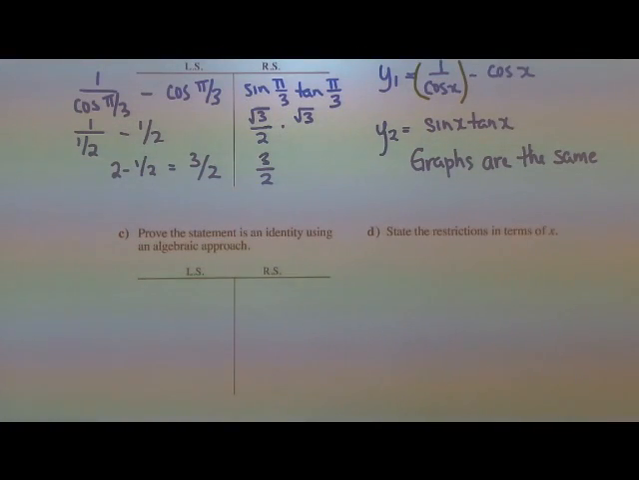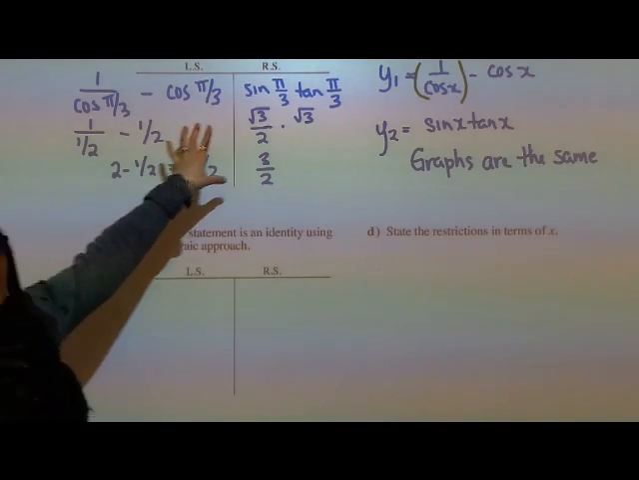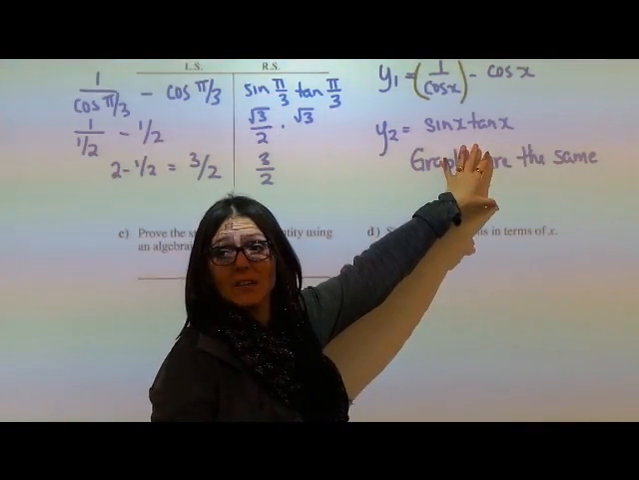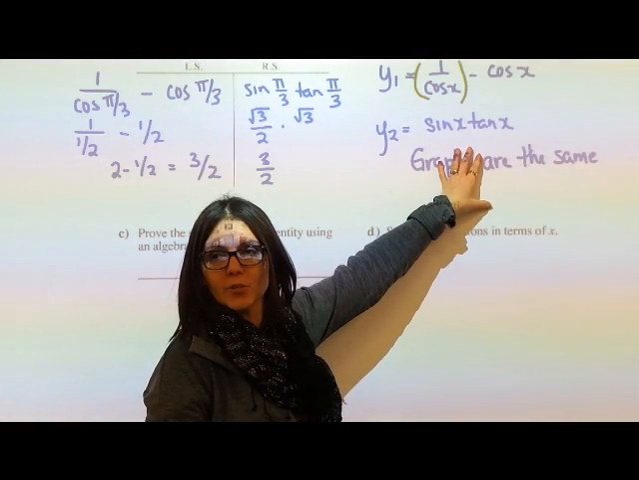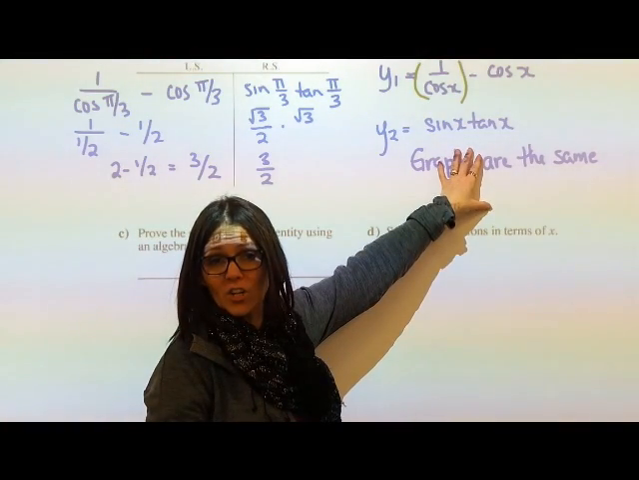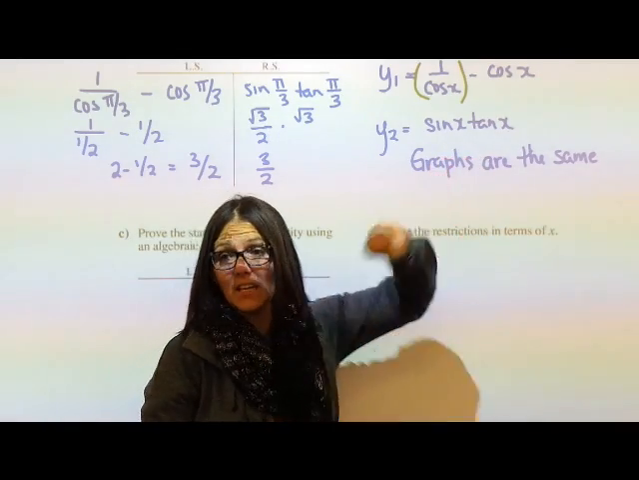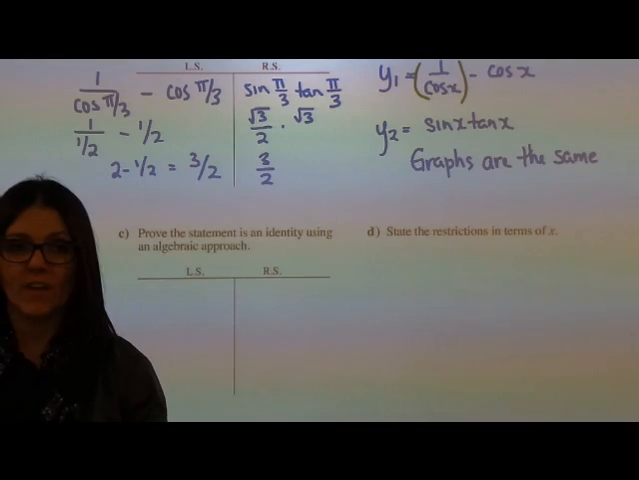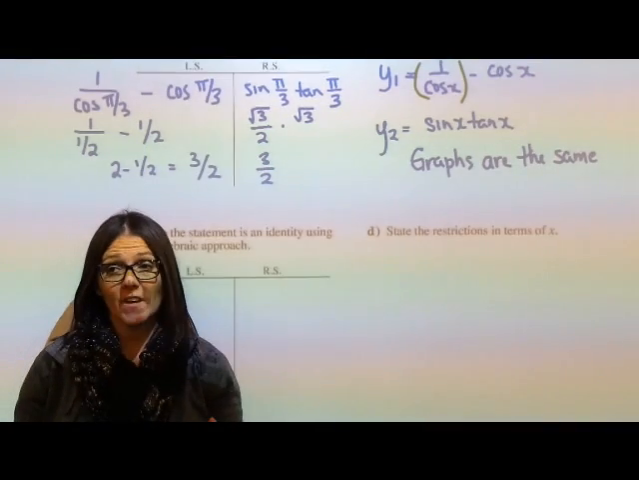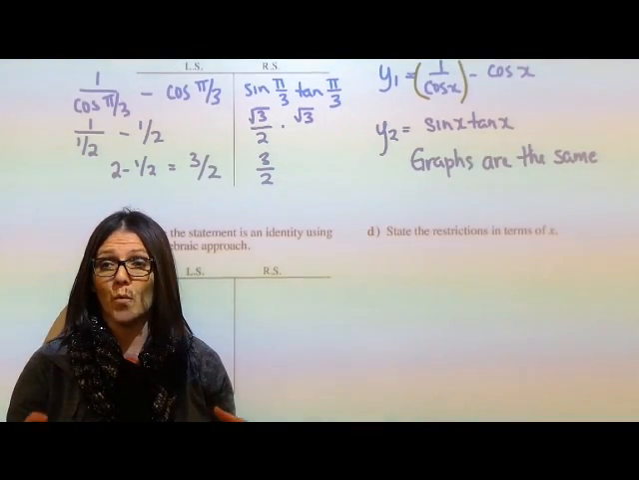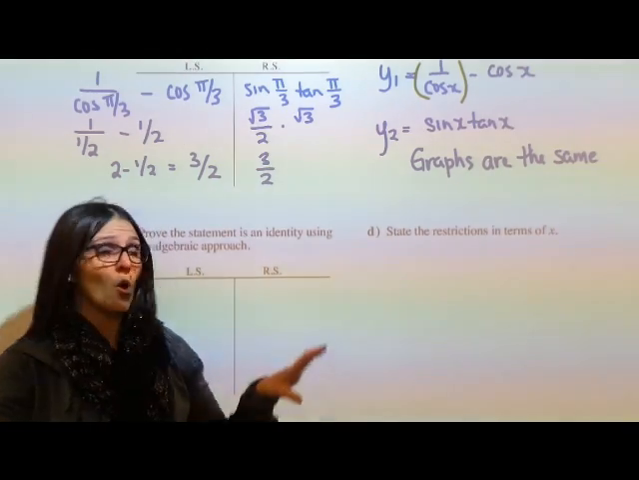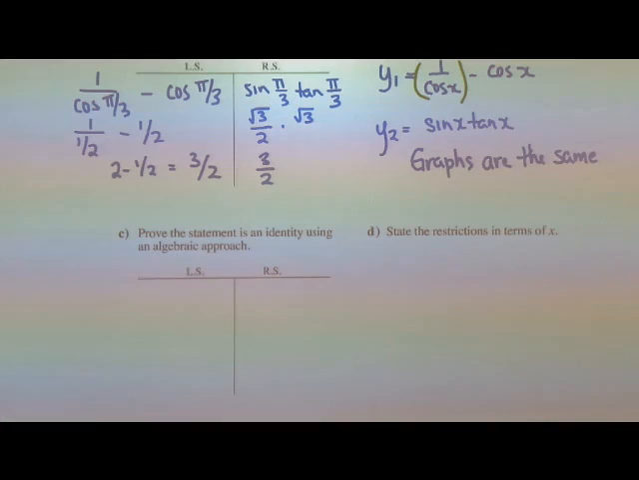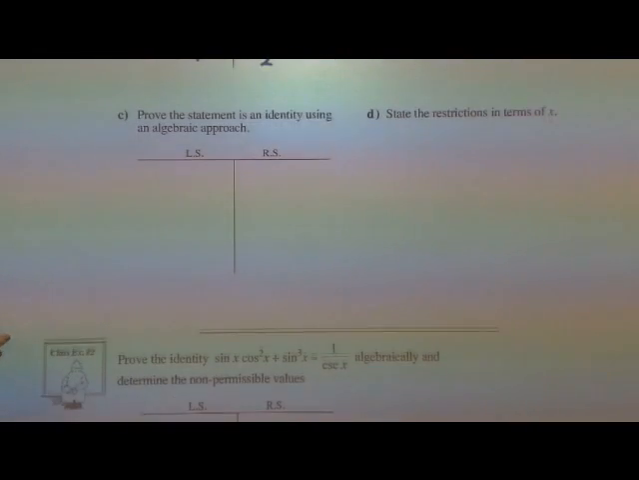So at this point in time, this verified it for the given values. This showed that in all likelihood the two graphs are identical, so it's probably an identity. However, I am restricted by the window settings that I put on my graphing calculator, and my graphing calculator is not great at showing me points of discontinuity. So it's probably an identity, but I haven't proved it's an identity. That's what I can do in step C.